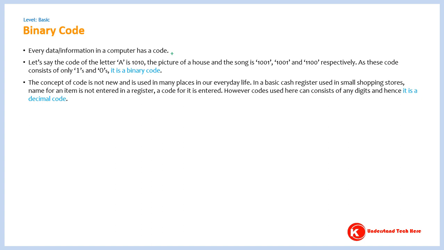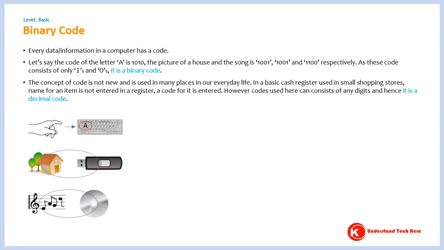Before we can answer how data from different parts of a computer reaches the CPU, you need to know about binary code. Every data and information in a computer has a code. Let's say the code of a letter is 1010. A code of a picture of a house is 1001. Code for a song is, say, 1100. Well, here I have simplified things. For example, the binary code of a picture is obviously not 1001. It's definitely much more complex than this. But let's simplify things here.